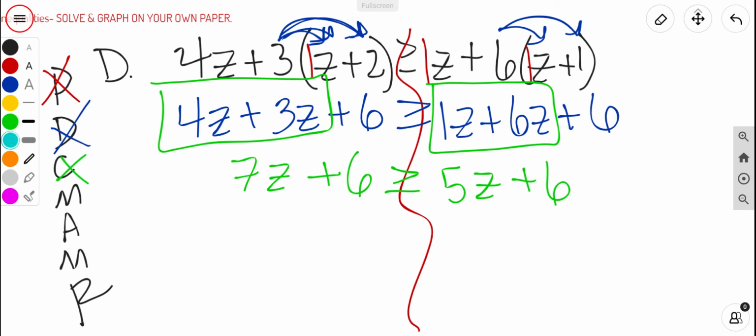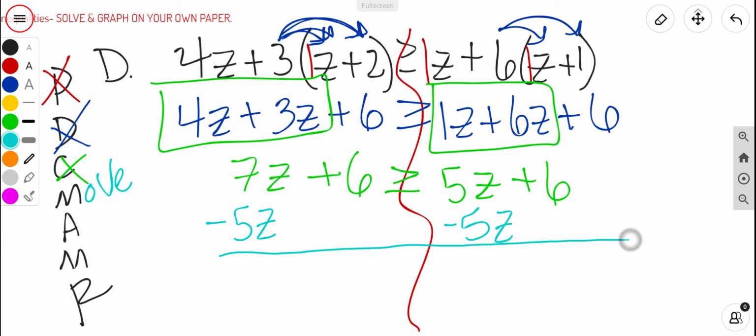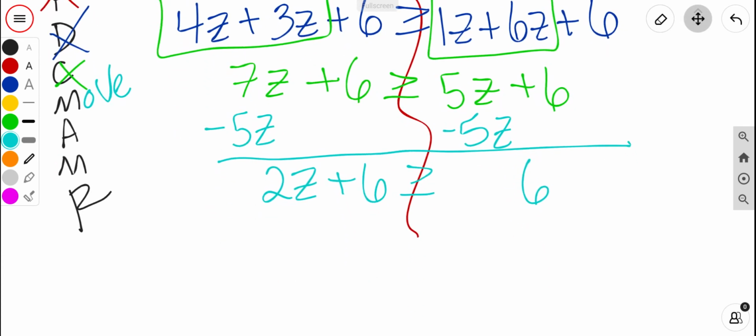Next up, move variables. Okay, so I look for the smaller one. So 7z and 5z, I've got a winner. So minus 5z, minus 5z. And remember, I subtracted it because I want this to cancel out and be 0. And it does. 5z minus 5z gives us 0. So we got 2z plus 6 is greater than or equal to 6. Okay, so I'm done with the move variables.